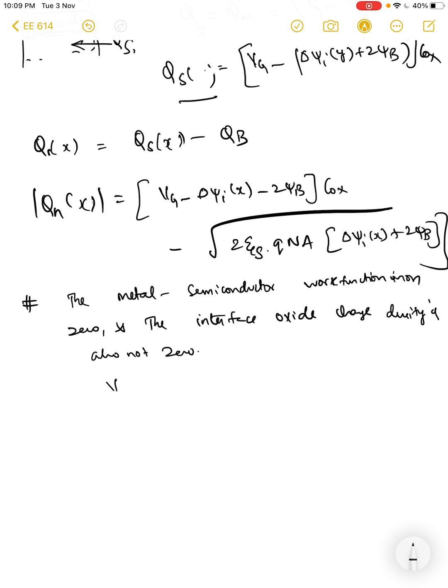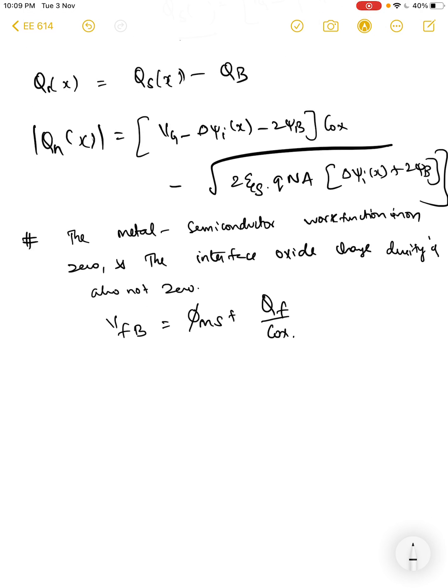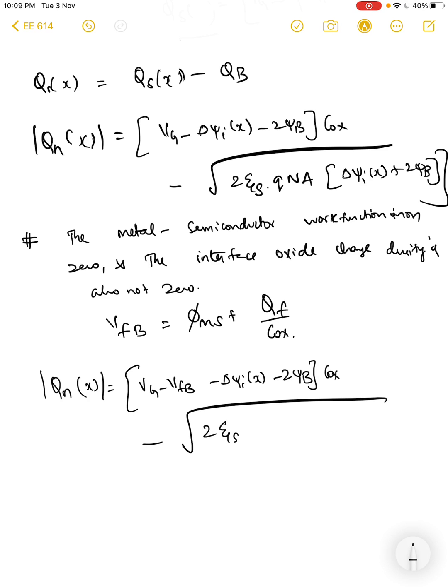So under such situations you have VFB, the flat band voltage, being psi ms plus Q oxide by C ox. So once I have something like this, I can write the exact charge density: Vg minus VFB minus delta psi I of x minus 2 psi b, times C ox, minus root of 2 epsilon s q Na times psi I of x, right?